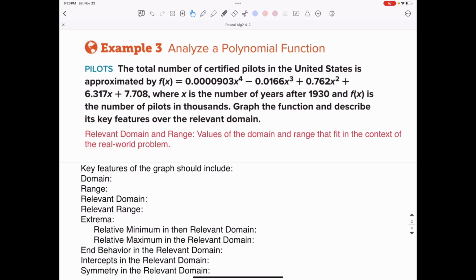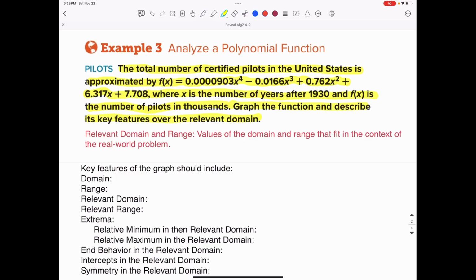Here's one of them. The total number of certified pilots in the United States is approximated by f of x equals 0.0000903x to the fourth minus 0.0166x to the third plus 0.762x squared plus 6.317x plus 7.708, where x is the number of years after 1930 and f of x is the number of pilots in thousands. Graph the function and describe its key features over the relevant domain.